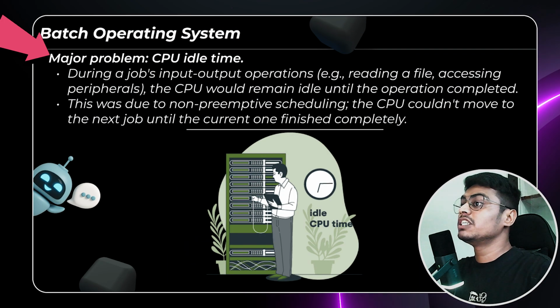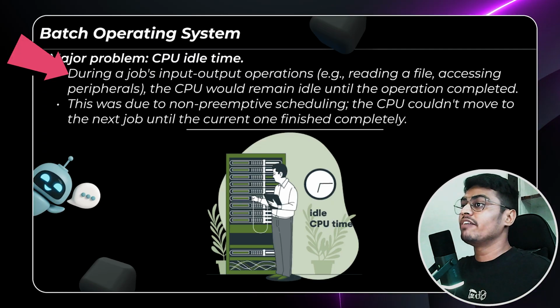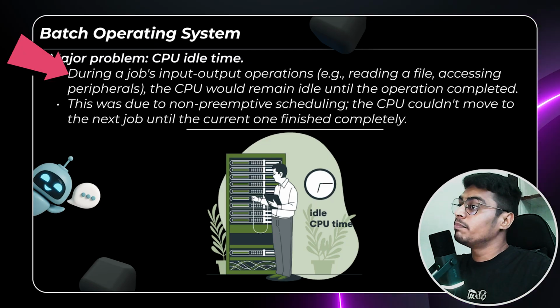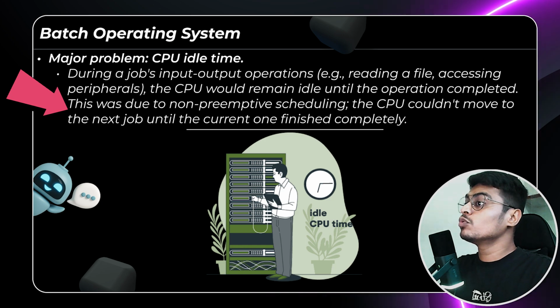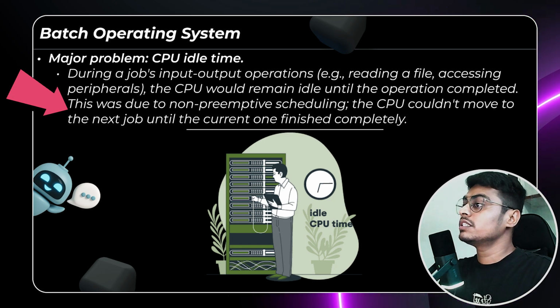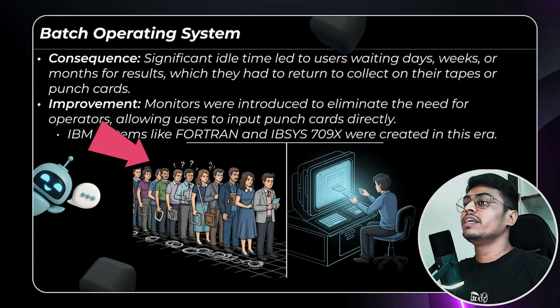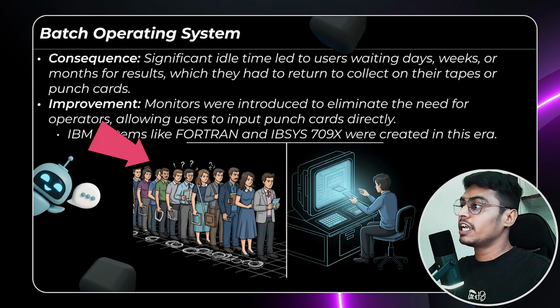However, there was a major problem. When a job needed to perform an input output operation like reading a file from disk or accessing a peripheral device, the CPU would remain idle until that operation completed. This was non-preemptive scheduling, meaning the CPU couldn't move to the next job until the current one finished completely. This causes significant idle time, and users might wait days or weeks or months for their results. They had to return to collect their output, which would be provided on their tapes or punch cards.